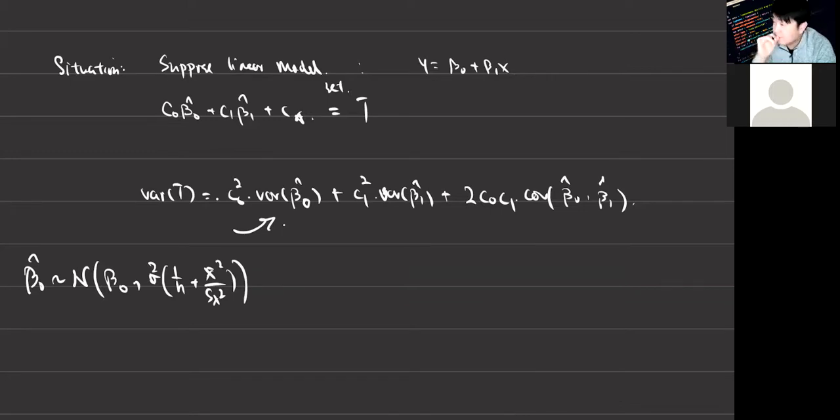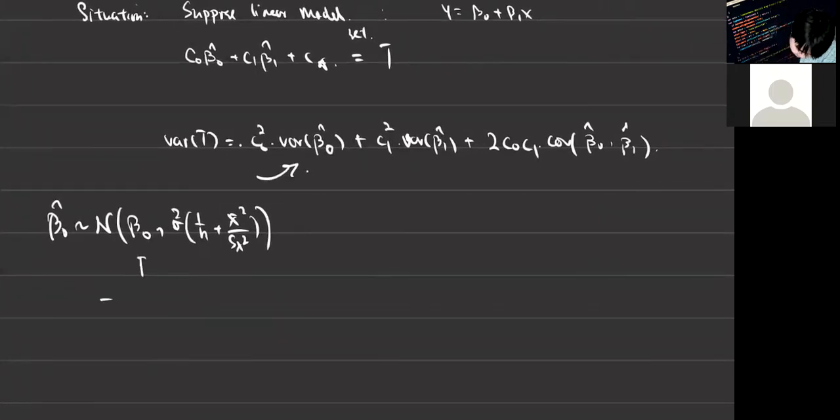Now, you can think of this as the expectation of beta 0 hat. You derive it, and it will become this. And the same thing here, the variance of beta 0 hat. You derive it, and it will become that. All right, so that's for beta 0.